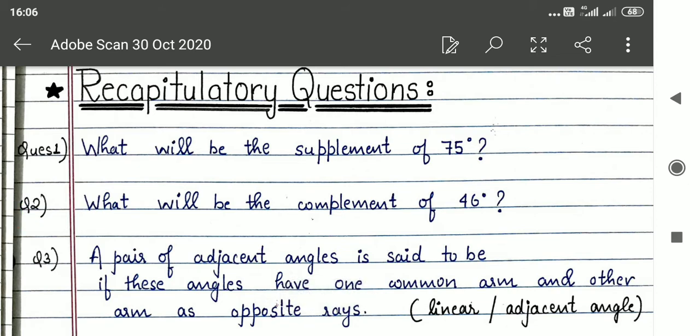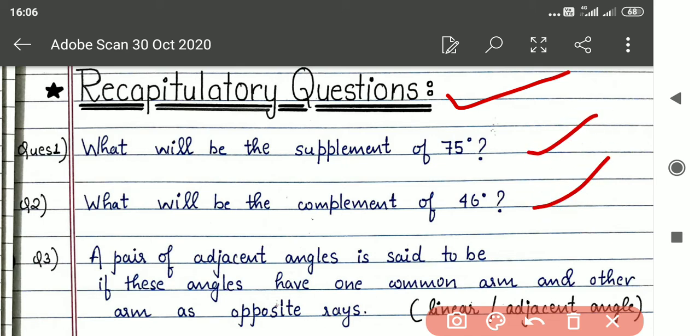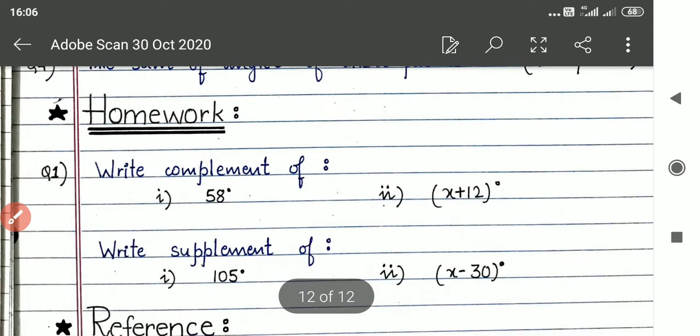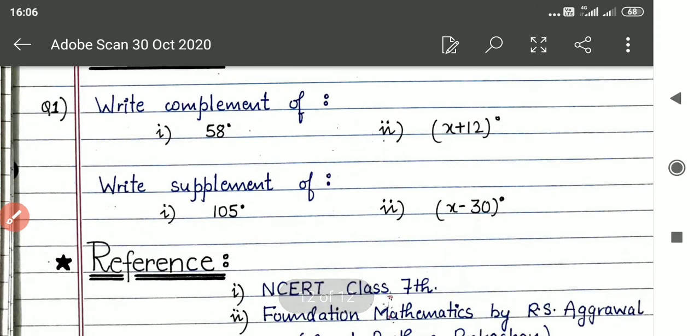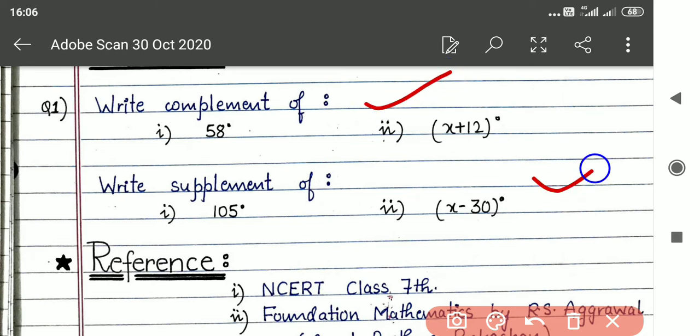After that, the next heading comes as recapitulatory questions. Here, whatever we have taught, we will recap it in the form of objective type questions. So you can see they are all objective type questions, not detailed questions. And then after this recap, we give homework. It can be written on the blackboard or you can have it written on the roller board.